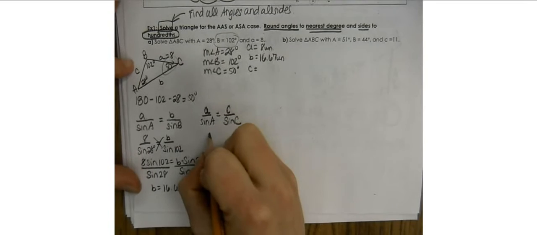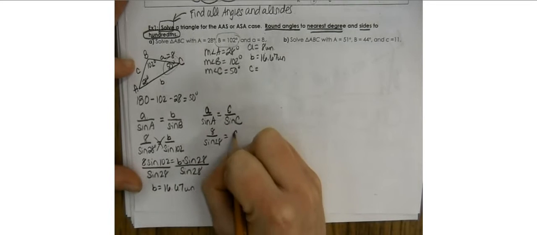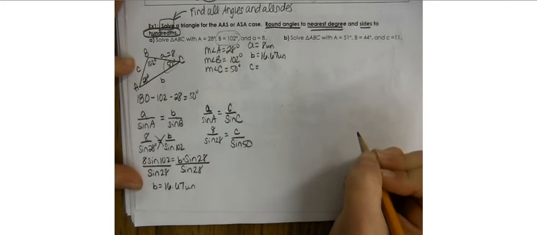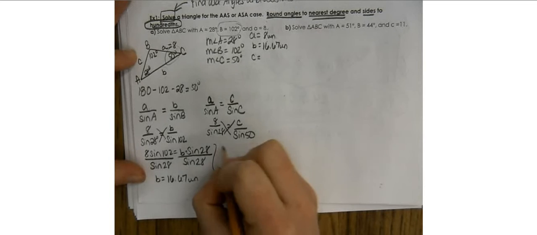So I have 8 divided by the sine of 28. That's going to be equal to little c divided by the sine of angle C. So that's the sine of 50 degrees. And once again, I'm going to use cross product so that I end up with 8 times the sine of 50 is equal to c times the sine of 28.